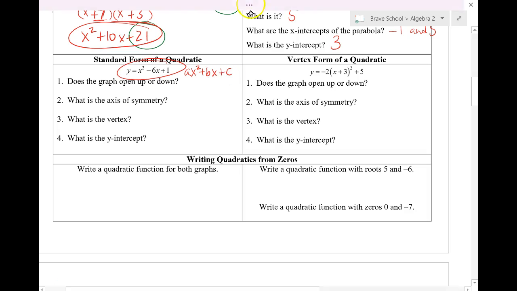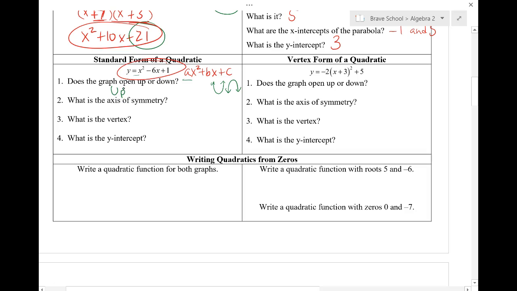Now remember, a tells us whether it opens up or down. The letter a in this case is +1. If it's positive, we open up. If it's negative, we open down. So in this case, it's positive, so it's going to open up.